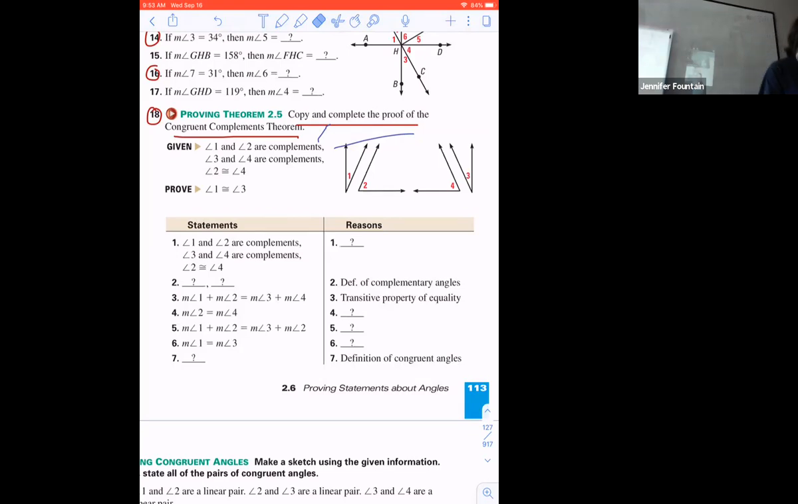And then looking at 7, the definition of congruent angles, what is that going to be? The measure of angle 1 is congruent to the measure of angle 3. Remember, this right here is always going to be your last in the statements. So hopefully when you're filling in, you know that the first statement is going to be your given. The last statement is going to be what you're trying to prove. Okay.